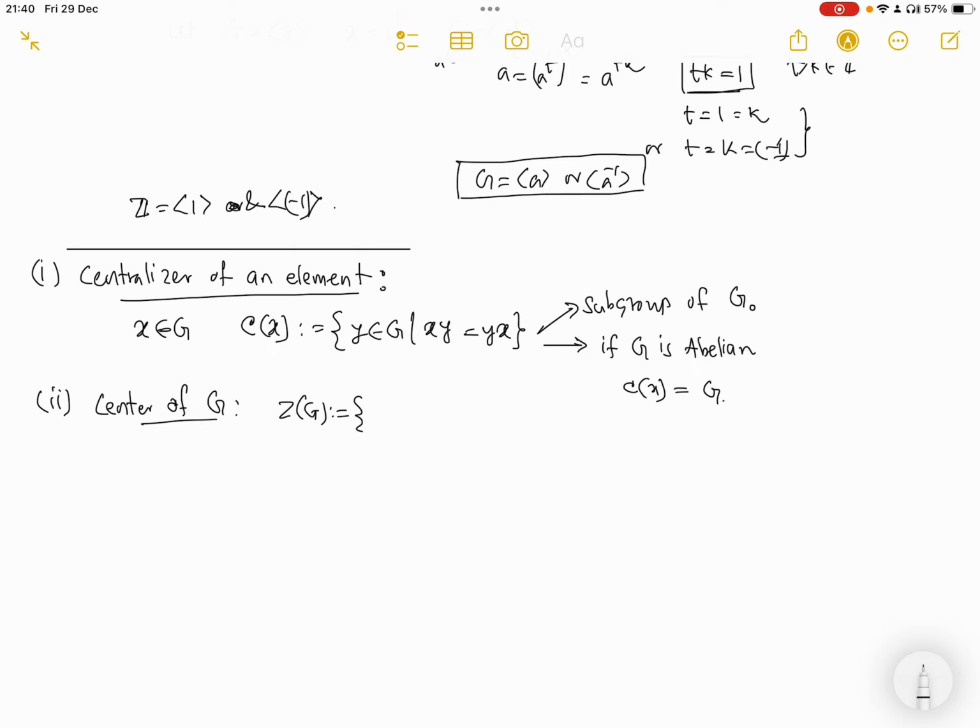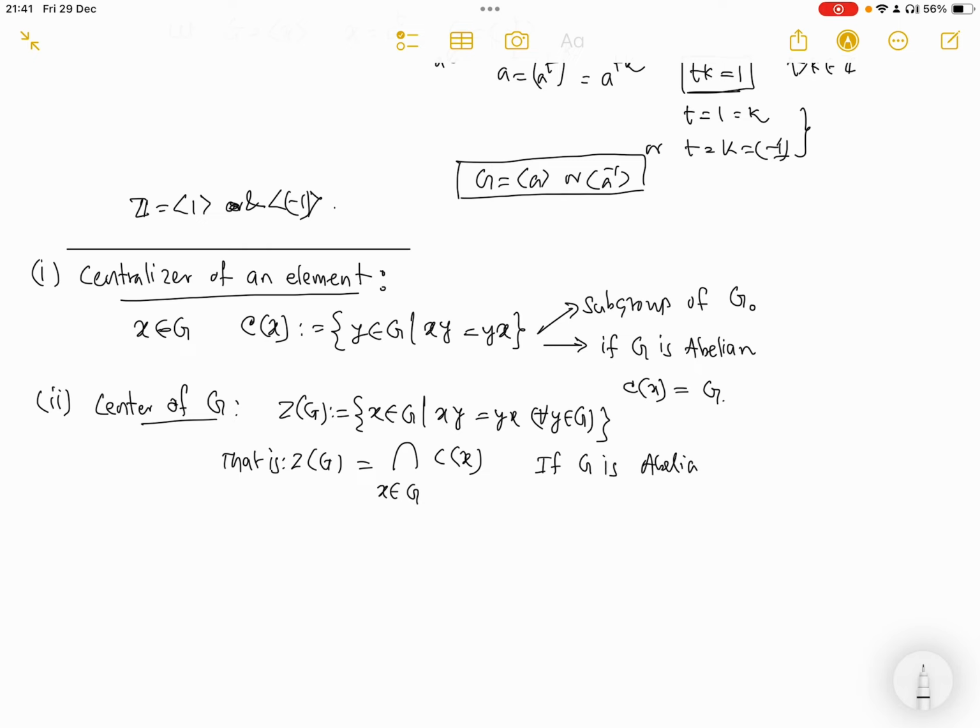These are all those elements in G that commute with any other element of G. So in particular, this is the intersection of all those Cx. Yeah.